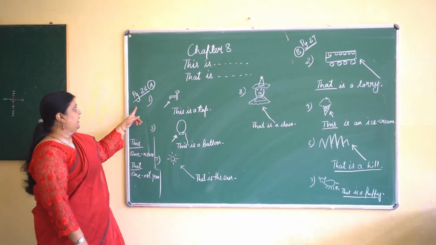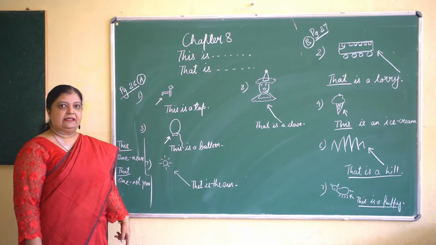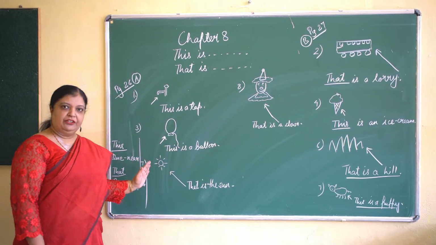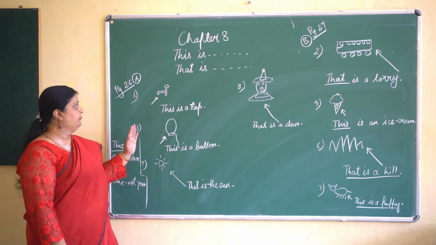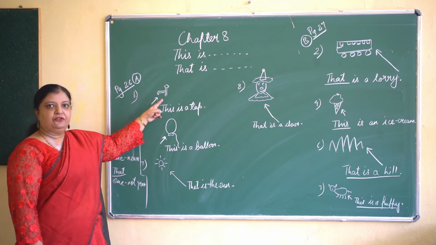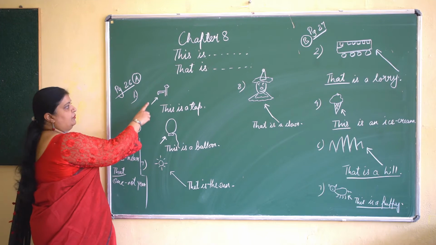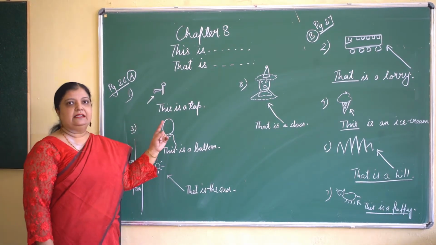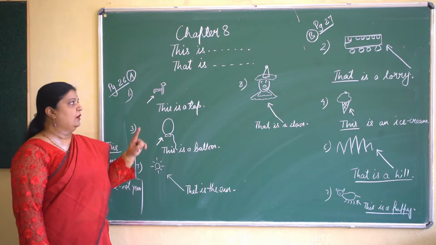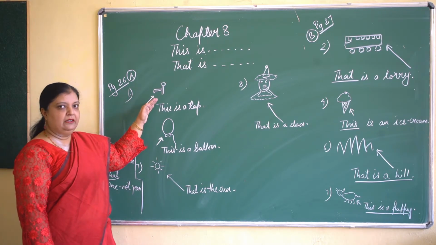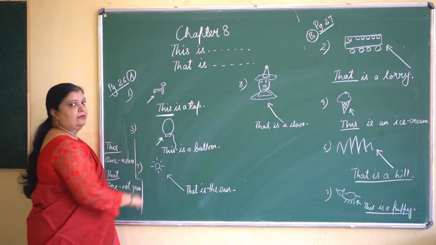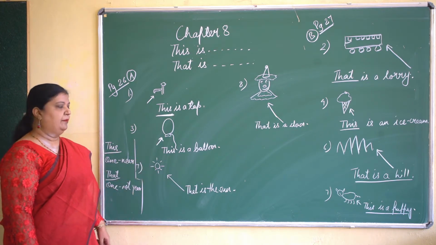Understood? Now, page 26, exercise A. Many of them are there. I am going to do three with you so that the concept is clear. Now, this is the picture of a tap. The arrow is very close to it. So, we will write: This is a tap. One tap and it's near.